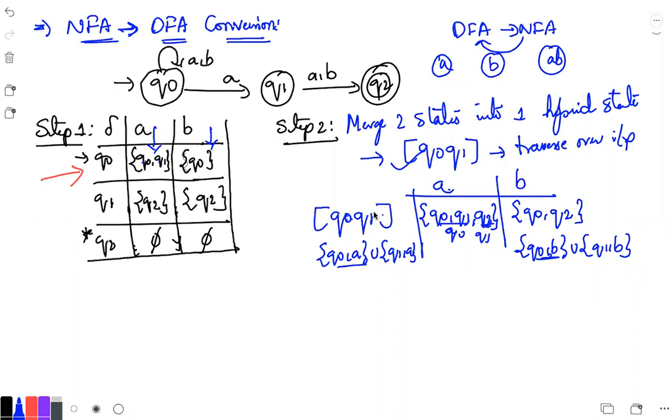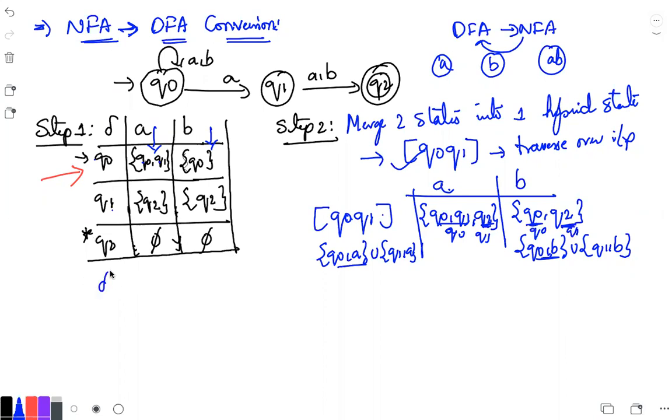Yes, sir. Next, the same over B. Q0Q1 on B. So Q0 on B union Q1 on B. So Q0 on B is Q0, the same. Q1 on B is Q2. So this is Q0 on B, this is Q1 on B. So this has come. Okay.